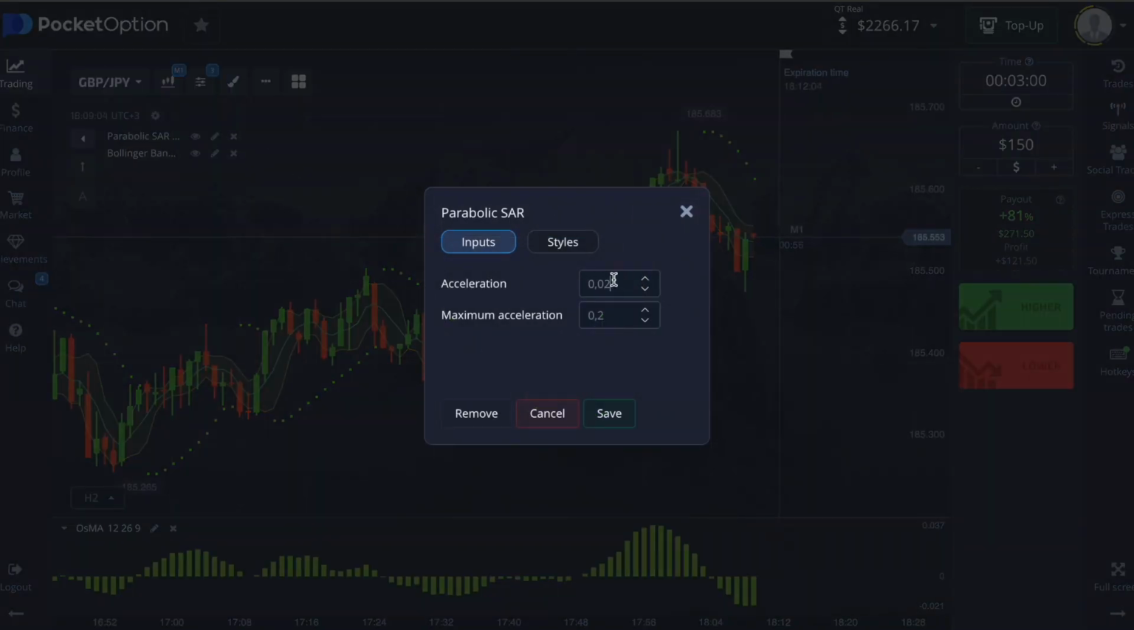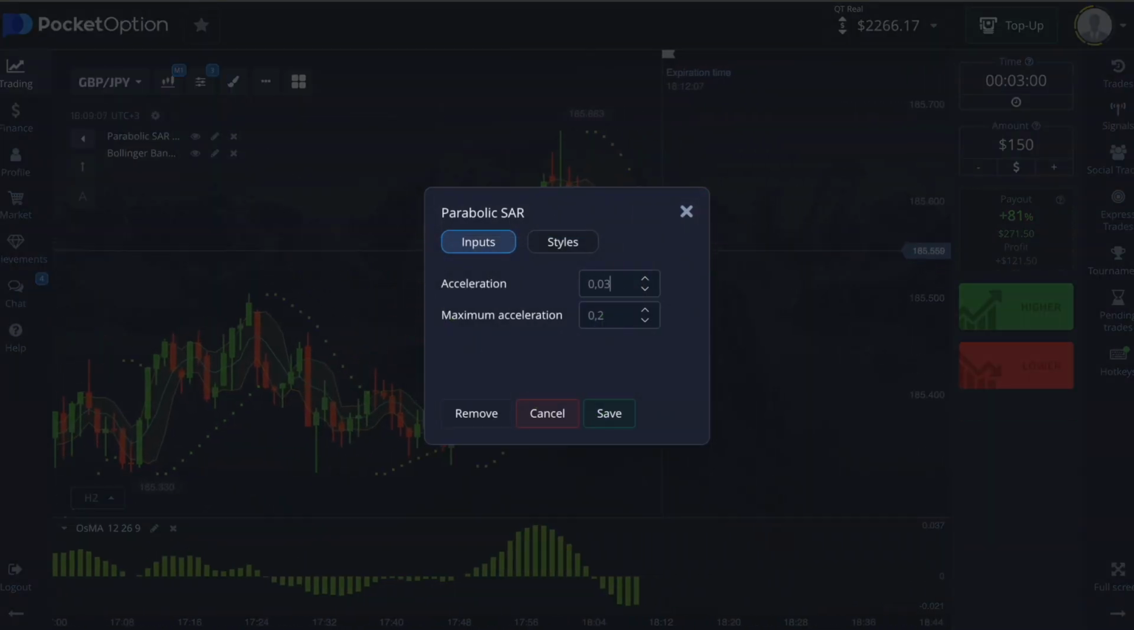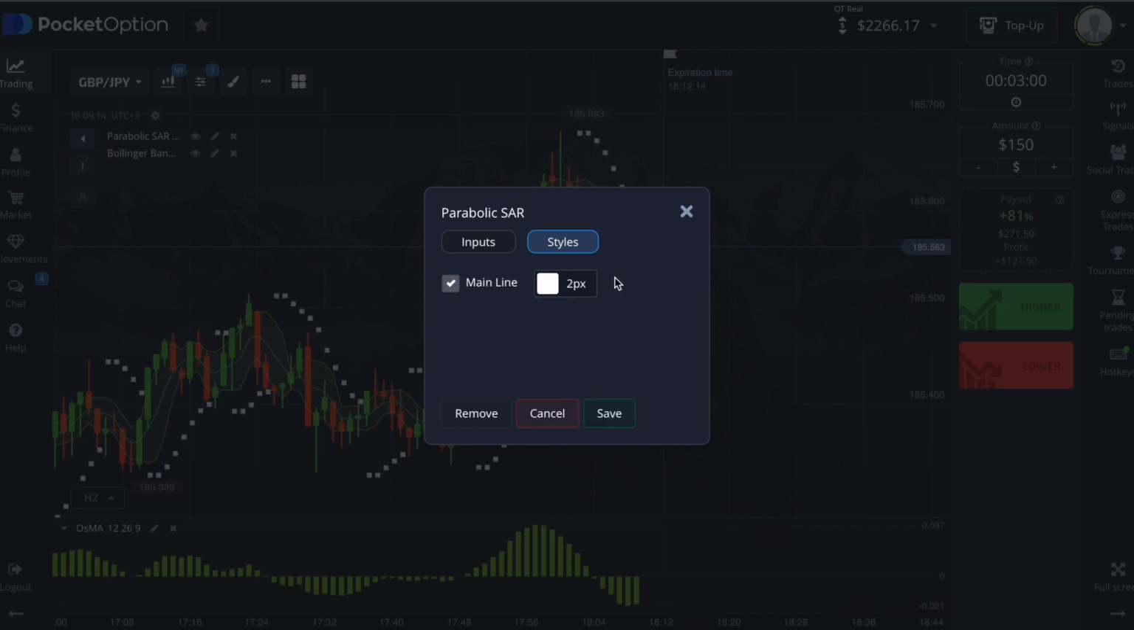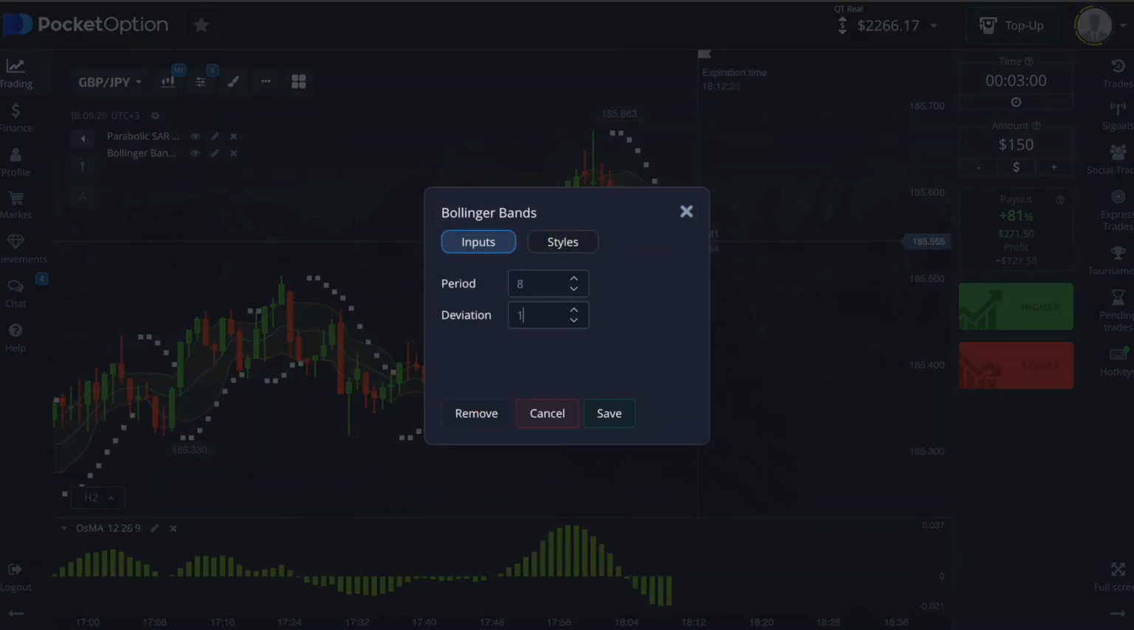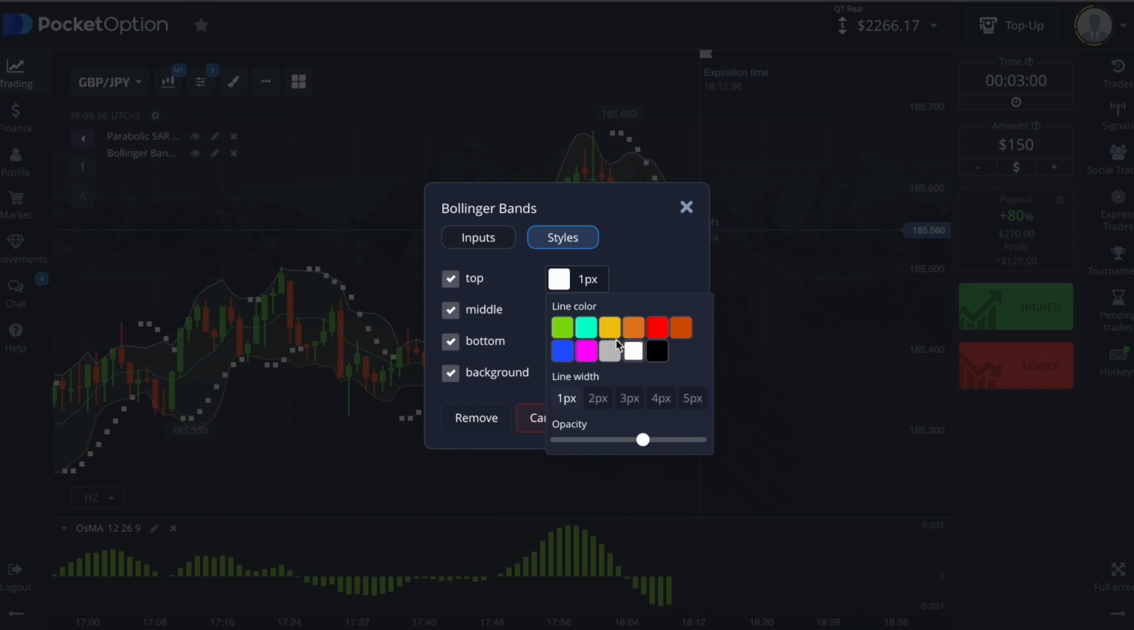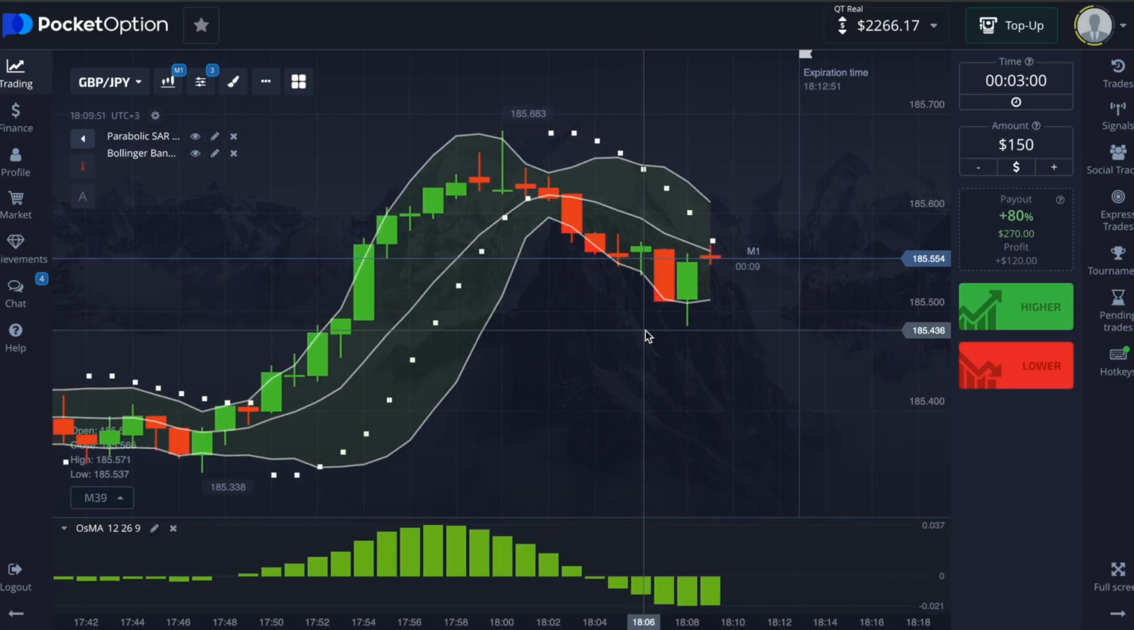In the parabolic indicator, change the acceleration to 0.035 and the maximum acceleration to 0.25. In the Styles tab, choose white color, set the dot width to 2 pixels, and save. In the Bollinger Bands indicator, change the period to 8 and the deviation to 1.8. In the Styles tab, make all lines white with a width of 2 pixels and save. Now the second indicator is set up.